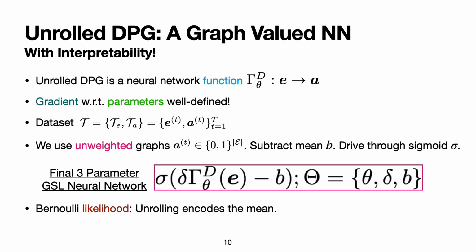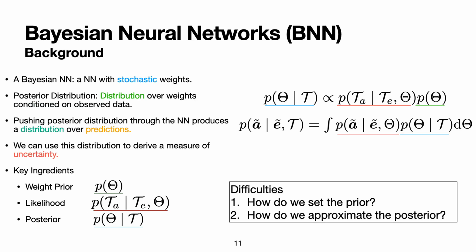So now we're going to build a Bayesian model, namely a Bayesian neural network. And so let me introduce the basic ideas in Bayesian neural networks, BNNs. A Bayesian neural network is a neural network with stochastic weights. We have a posterior distribution, which is the distribution over weights conditioned on the observed data, in this case given by Bayes' rule: P of theta given our data is proportional to the probability of the data given a specific value of the parameters, times our prior beliefs over that specific value of the parameters.